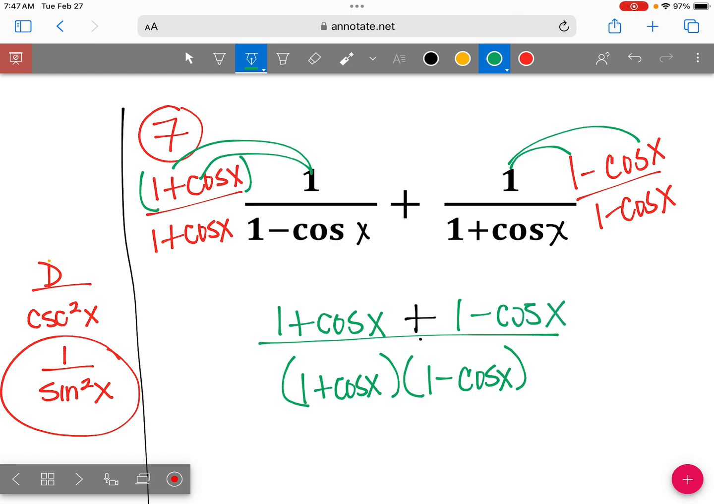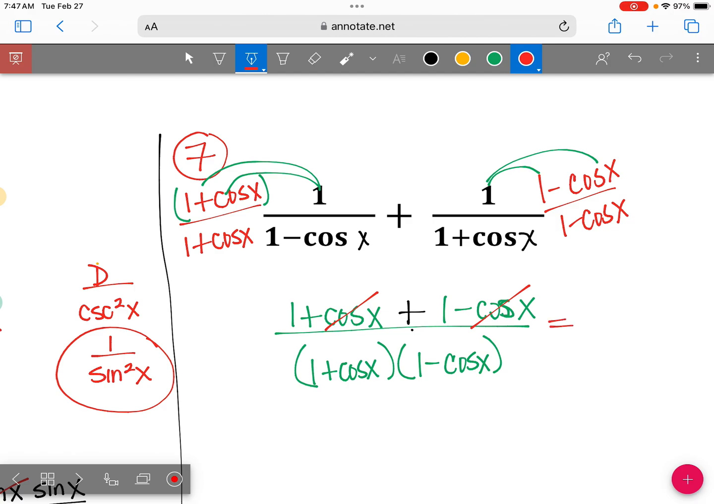Okay, so what do you notice here? What's going to cancel in our numerator? Does everyone see how we have a positive cosine and a negative cosine? So that means they're going to cancel out. But what doesn't cancel is the 1s because they're both positive. So I have 2.